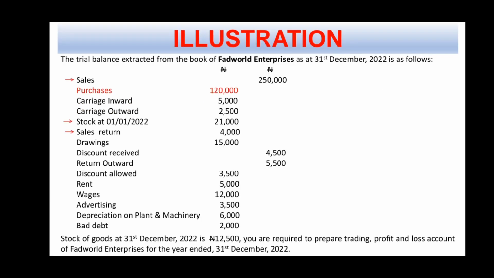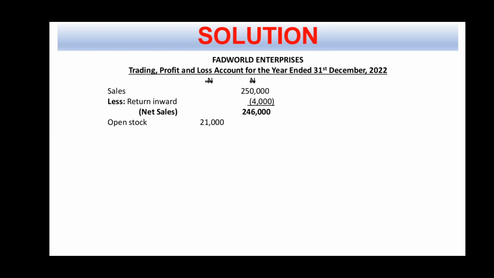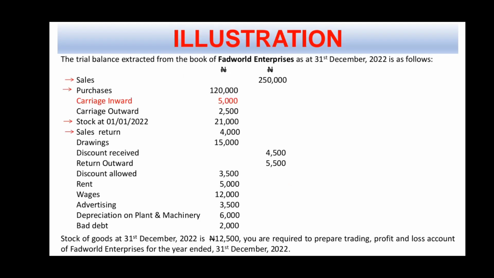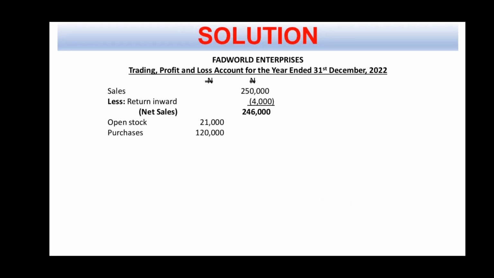Purchases 120,000 naira. If you are using this format, then add purchases, opening stock plus purchases. If you remember, purchases is 120,000 naira. If we are using the T format, our purchases will come next. Purchases 120,000 naira. Then the next item is carriage inward. Let's check the question if we have carriage inward. Yes, there is carriage inward, which is 5,000 naira. So we are going to add carriage inward. So carriage inward 5,000 naira.